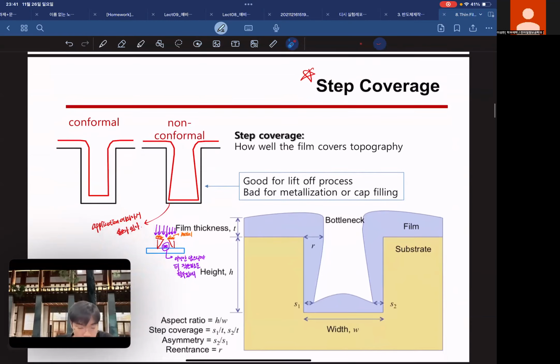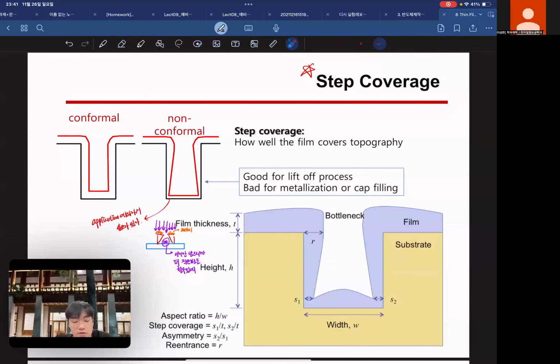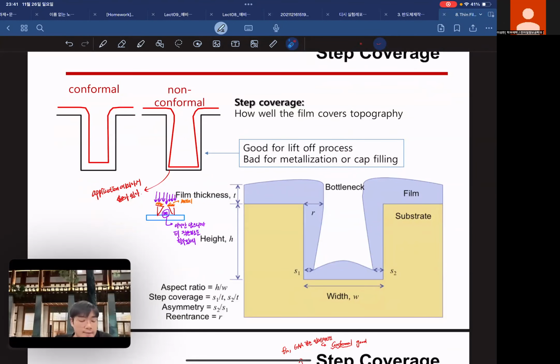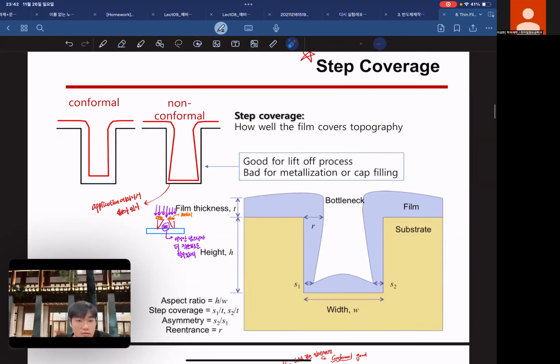And then there is step coverage. In the deposition process, step coverage is very important because we use these ways in every process. There are two types of coverage. First is conformal coverage and non-conformal coverage. You can see this figure.